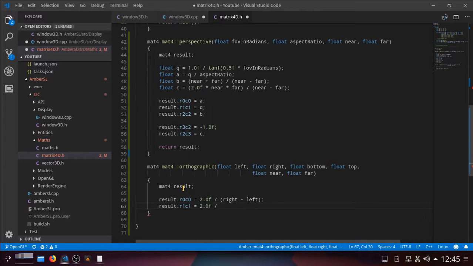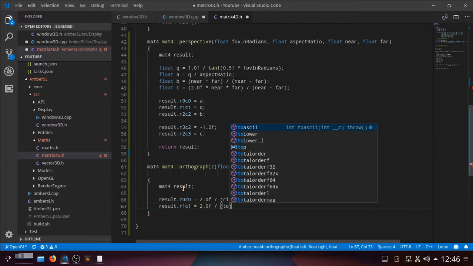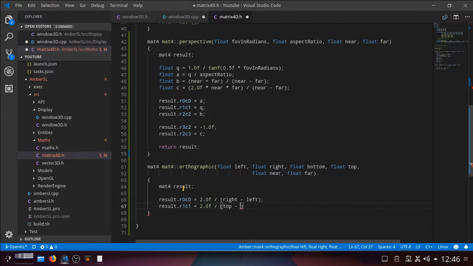So be it. Divisions, if you don't know, are the worst thing you can ever put into maths on a computer. Divisions don't work. So I now have put inherent bugs into the program. Luckily, we were using static casting, weren't we? So we should be alright because we used ints at the end. That's fine. Top minus bottom. There we go. So left, right, top and bottom.